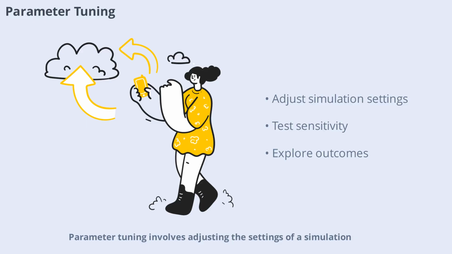Parameter tuning involves adjusting the settings of a simulation, such as mutation rates or selection strength, to explore different evolutionary outcomes. By systematically changing these parameters, researchers can test how sensitive evolution is to various factors and identify the conditions that lead to specific patterns.